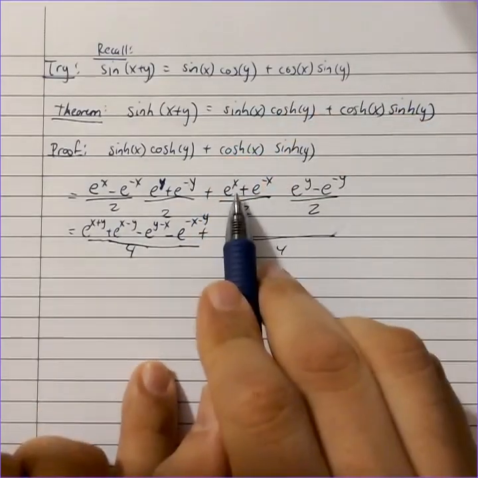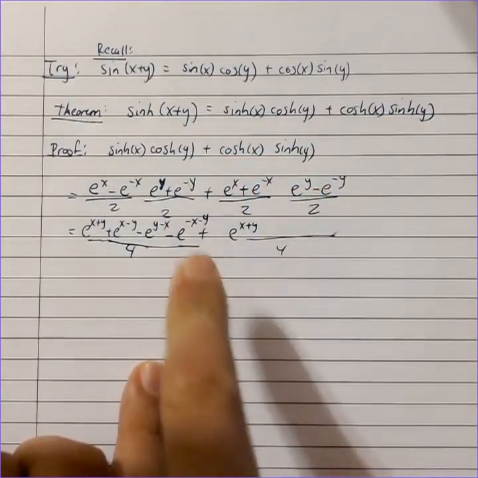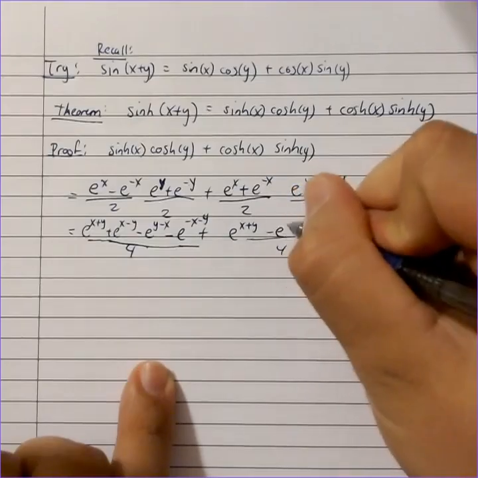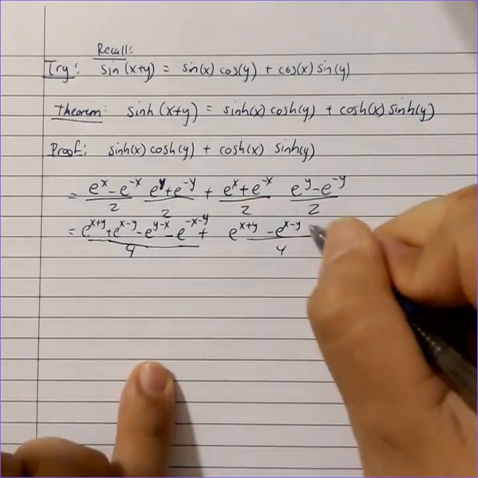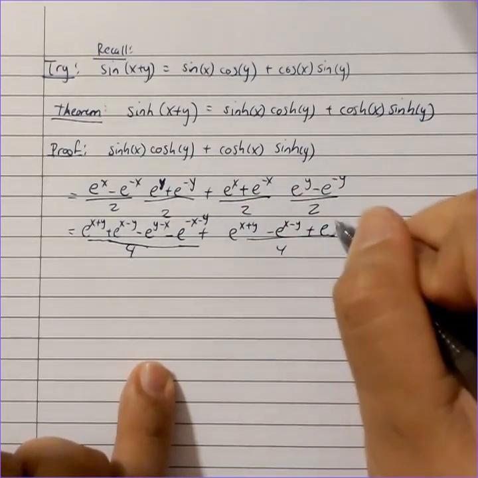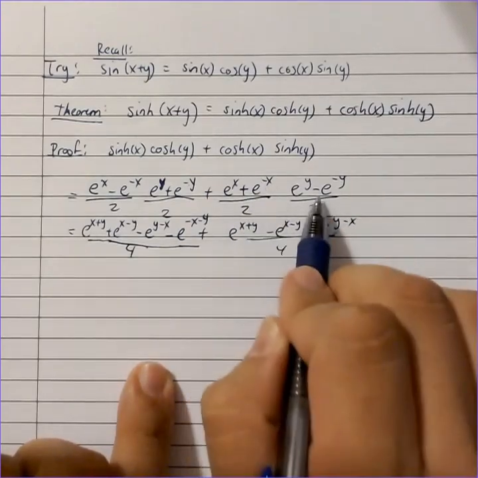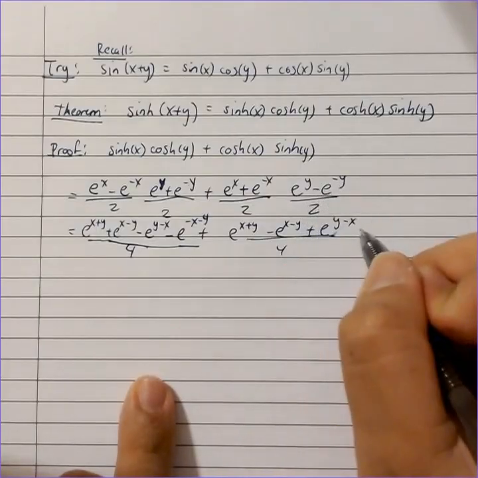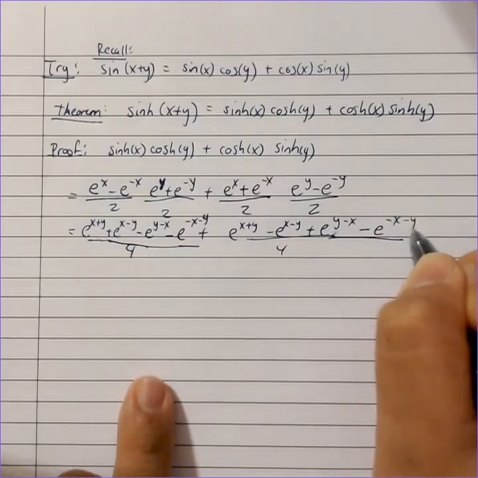And then on this side, same thing. e to the x times e to the y is e to the x plus y. e to the x times negative e to the minus y, that's going to be minus e to the x minus y. Multiply those together, that's plus e to the y minus x. And e to the minus x times negative e to the minus y. That'll be minus e to the minus x minus y.